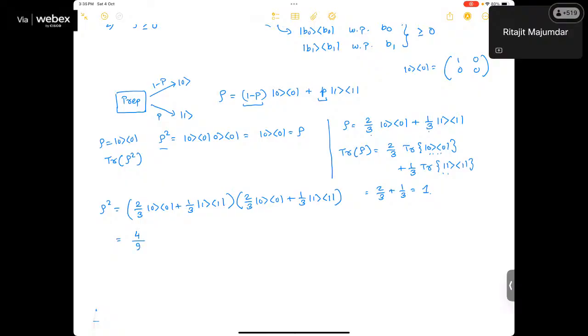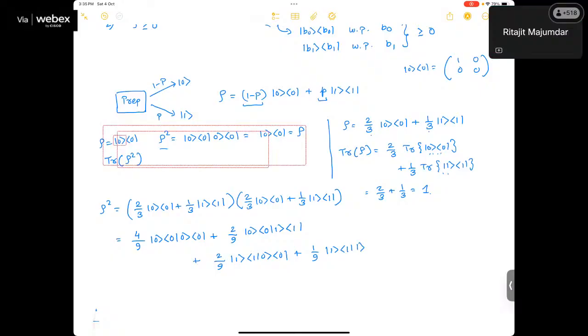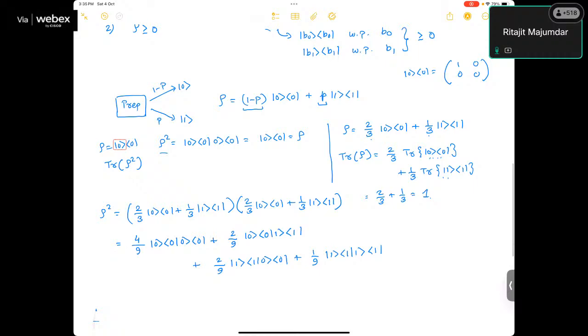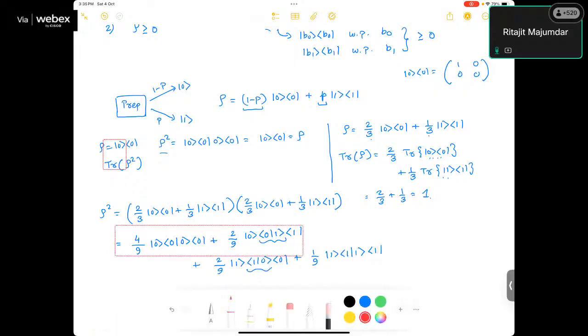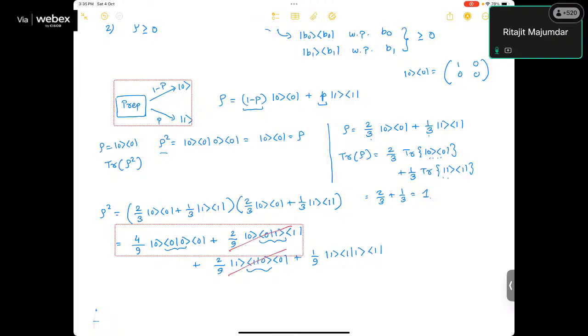So we have 4/9 |0><0|0><0|, plus, let's do the 0 and 1, 2/9 |0><0|1><1| plus 2/9 |1><1|0><0| plus 1/9 |1><1|1><1|. Now, naturally, this inner product is 0, and this inner product is 0, which means that this term and this term get cancelled out. So we are left with these terms. This inner product is 1, and this inner product is 1.